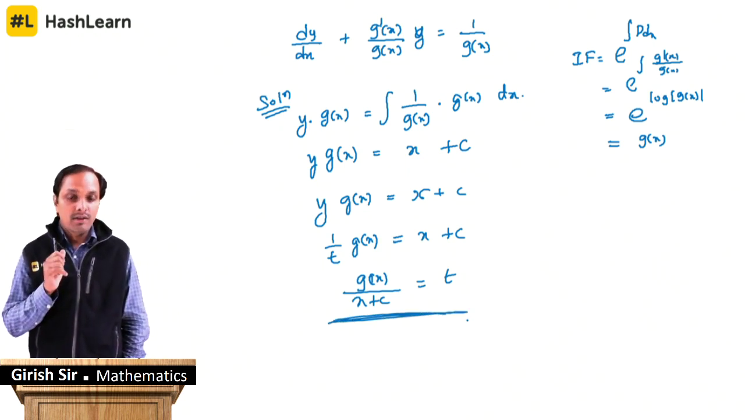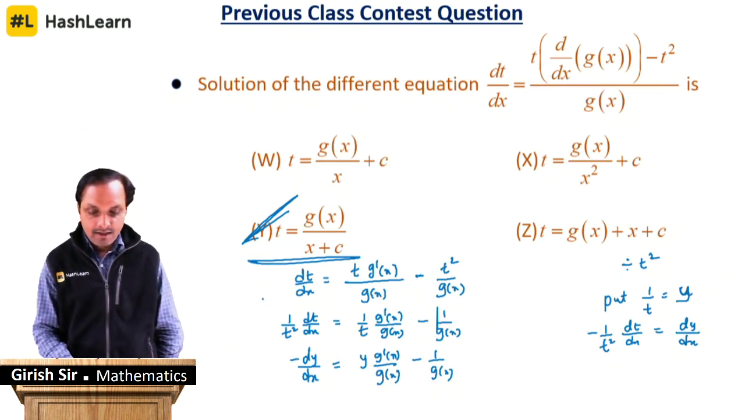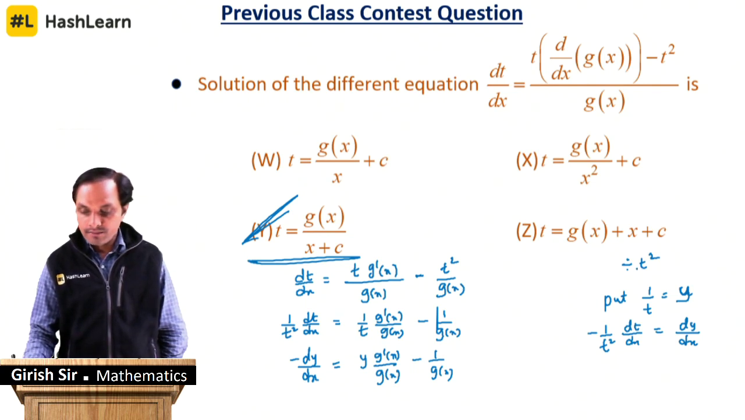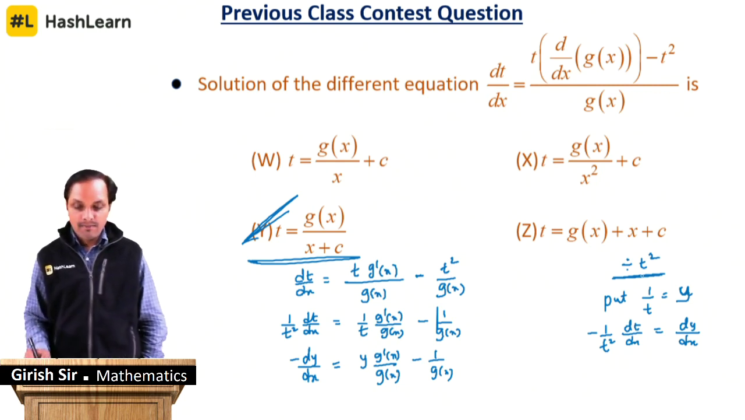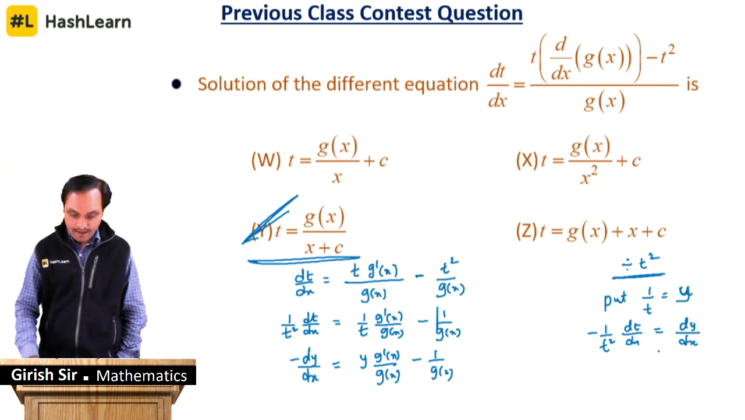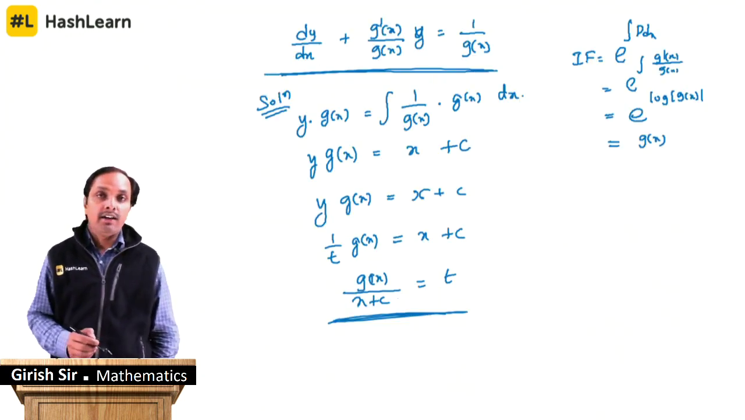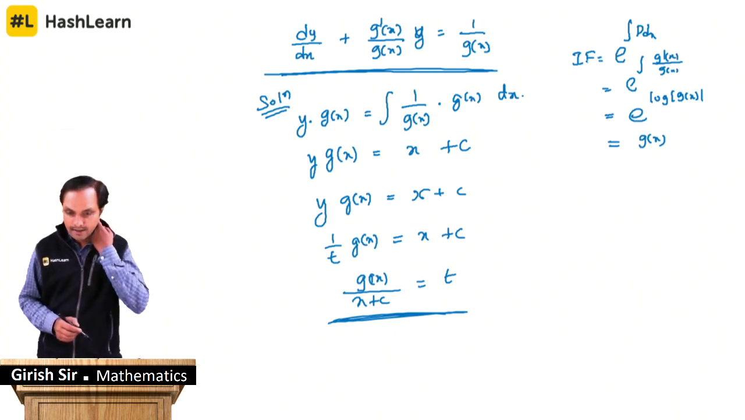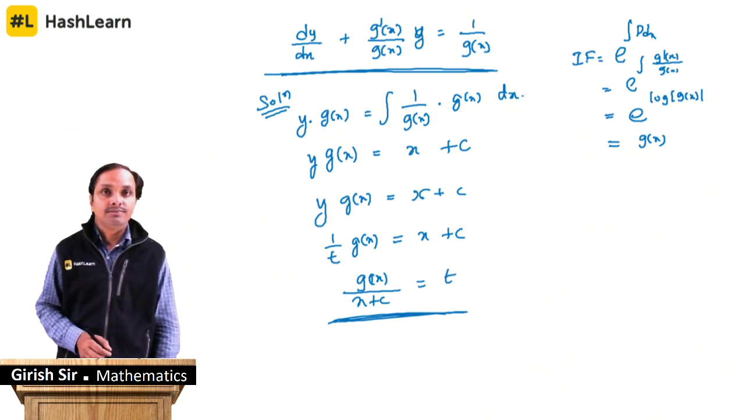Here you have to remember the steps. The first step is to try to make it a linear differential equation by dividing by t square throughout. Then replace minus 1 by t square dt by dx as dy and convert it to standard form. Then find the integrating factor and you can get the solution. Okay, hope you all followed the steps.